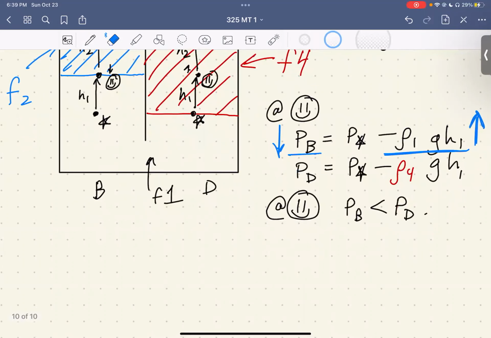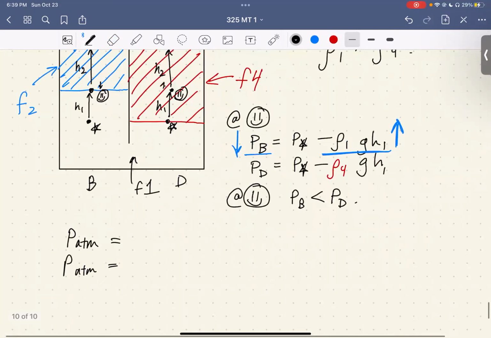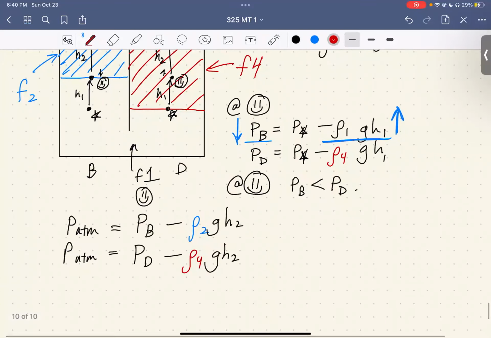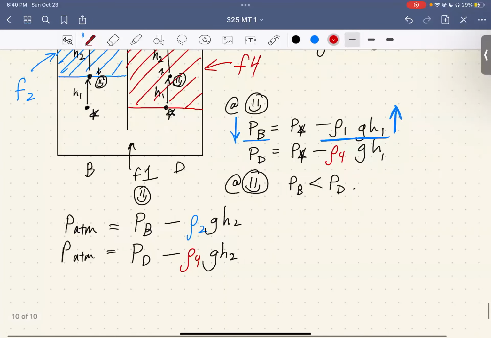PATM, we're going to keep going up, right? So we're starting at PB at the smiley face. It's that smiley face, minus, since we're going up, what do we have now? We have rho 2 g h, and we have rho 4 g h2, right? We just determined that, hey, PB is less than PD.